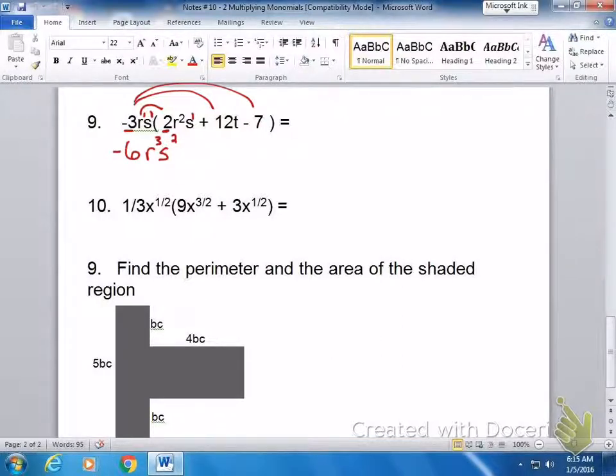Now let's go over to the 12t. Negative 3 times positive 12 is negative 36. R to the 1st times nothing else is just r to the 1st.